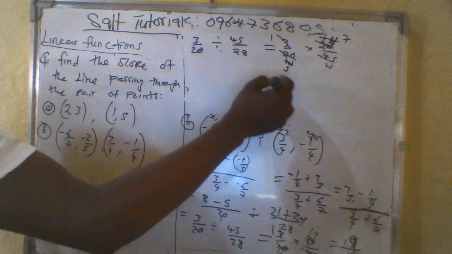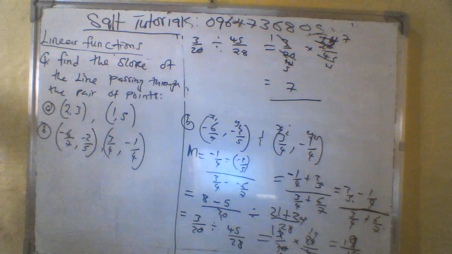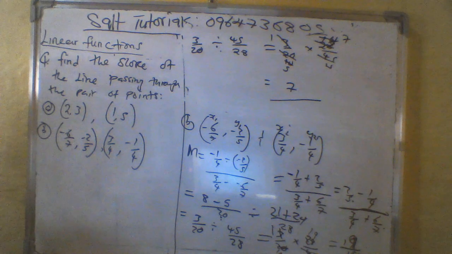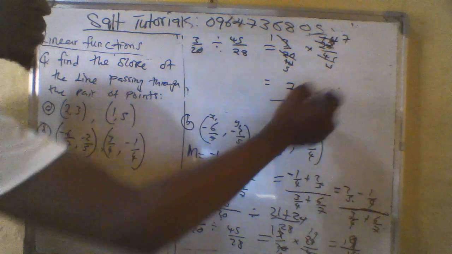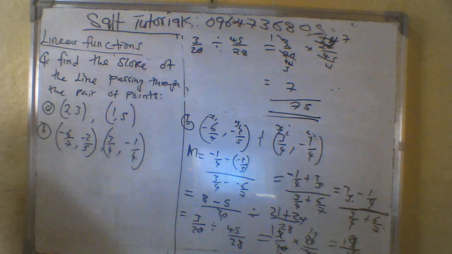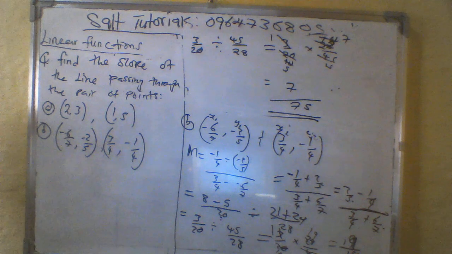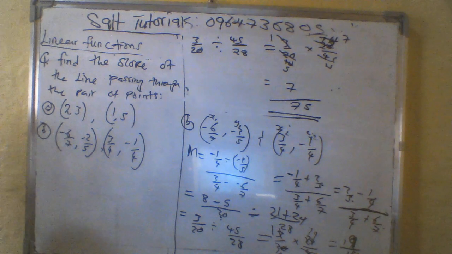So this becomes 7 over 5 times 15. 5 times 15 is 75. So this becomes our gradient, 7 over 75. If it is not in lowest terms, we can reduce it to lowest terms. So this is how we find the gradient given any 2 points.